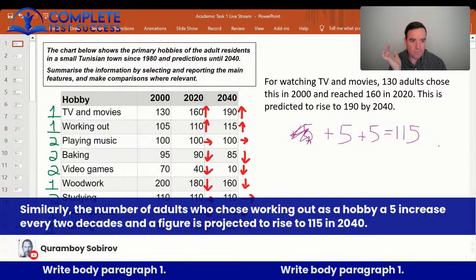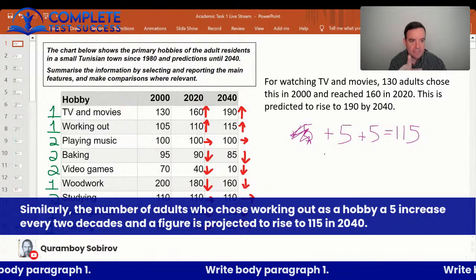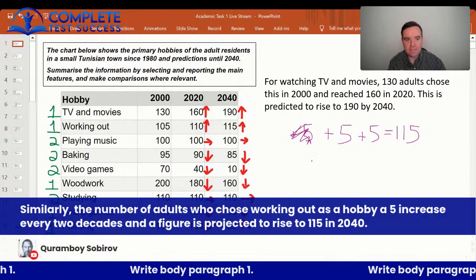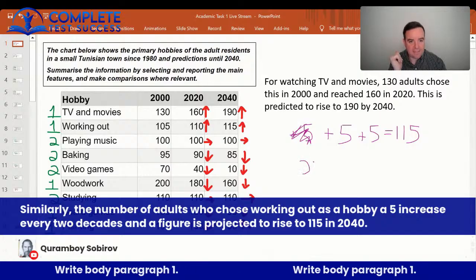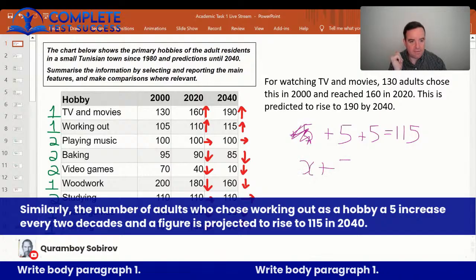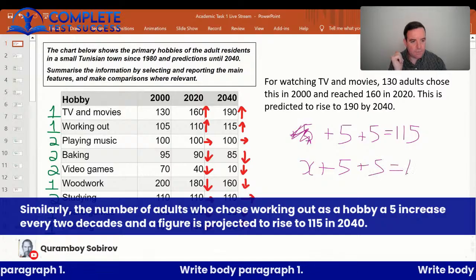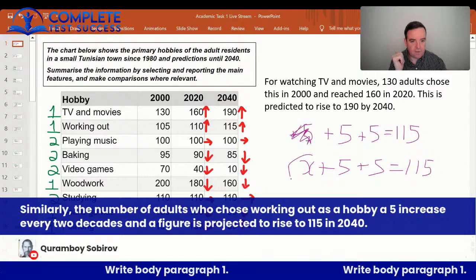So it's 115 minus 5 minus 5. So it's 115 minus 10 is 105. That's kind of challenging. So what we have is that's the problem. So it's x plus 5 plus 5 equals 115. Okay. So then the unknown is x.